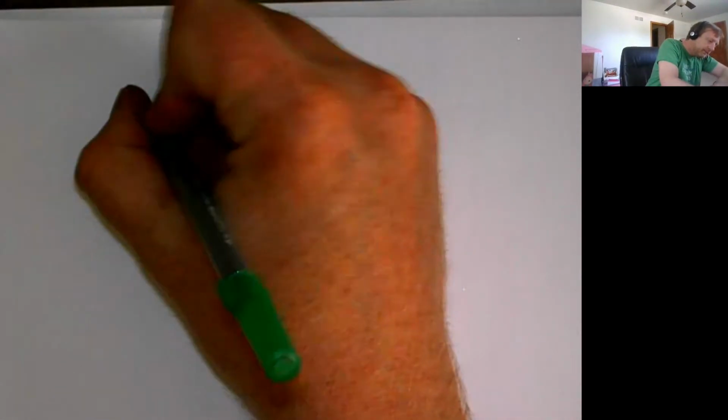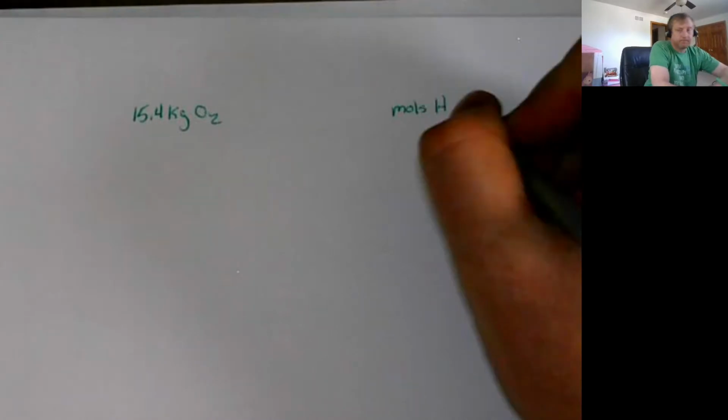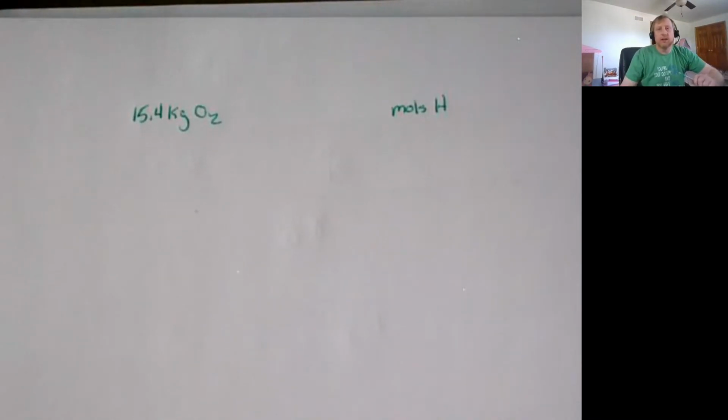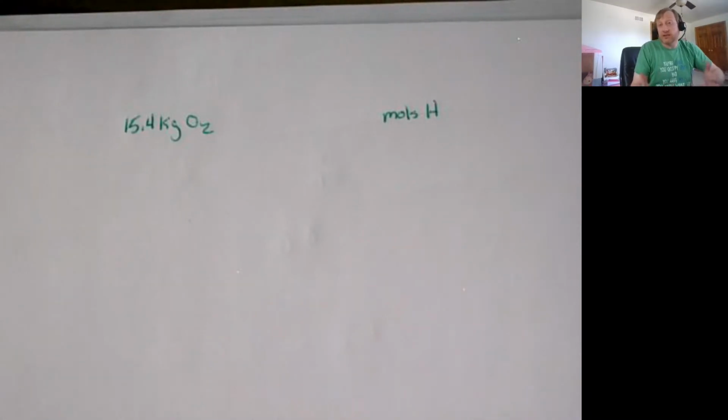So the first question here is: determine the number of moles of hydrogen required to react with 15.4 kilograms of oxygen. And we want the number of moles of hydrogen. So we have a couple of concerns. This is a basic stoichiometry problem.